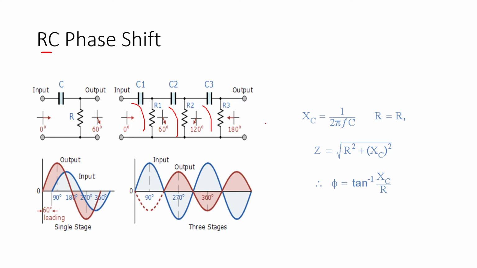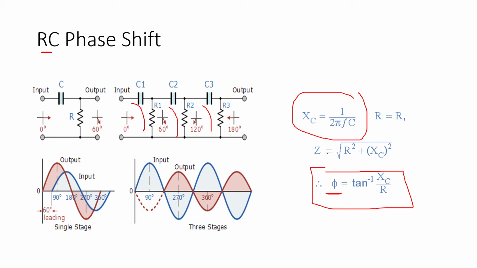So how do we know it's 60? We use this formula to find the impedance of the capacitor. From there we can calculate phi, the phase shift. It can be other values also, but in this experiment we will substitute the C and R and prove that it can have this 60 degree phase shift.